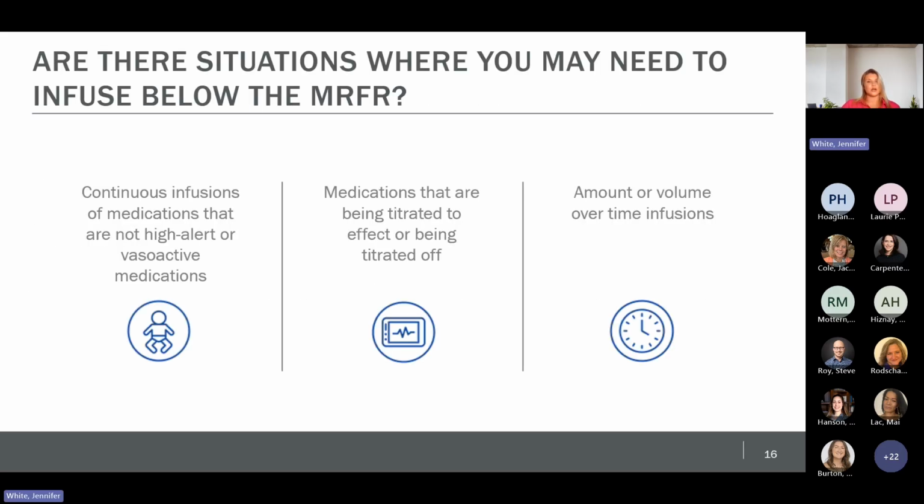Are there situations where you may need to infuse below the minimum recommended flow rate? The answer to that is absolutely. And when you would do that is continuous infusions of medications that are not high alert or vasoactive medications. Medications that are being titrated to effect or titrated off, and amount or volume over time infusions.